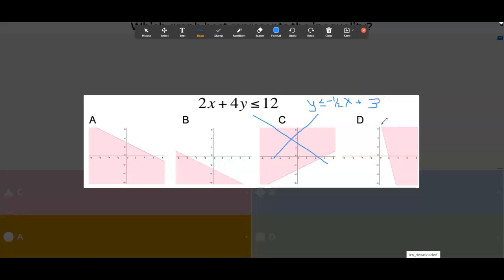So I knew letter D, the y-intercept was way too high, so it got eliminated. And in letter B, they tried to trick you. They made the y-intercept -3, but our y-intercept was +3. Only leaving letter A, even just based off the equation alone. Then it was less than, so I knew I was looking for shading below.